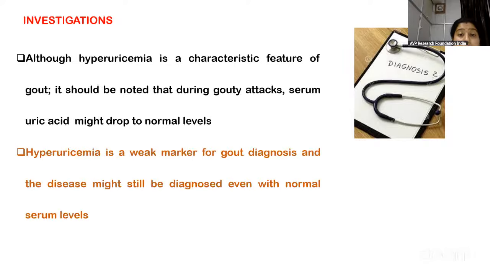Although hyperuricemia is a characteristic feature of gout, it should be noted that during gouty attacks, serum uric acid might drop to normal levels. Hyperuricemia is a weak marker of gout diagnosis, and the disease might still be diagnosed even with normal serum levels. So in gouty arthritis, your serum uric acid levels can be normal and still you have the disease. It is mandatory to check this parameter, but normal levels of serum uric acid do not 100% indicate that you don't have gout.